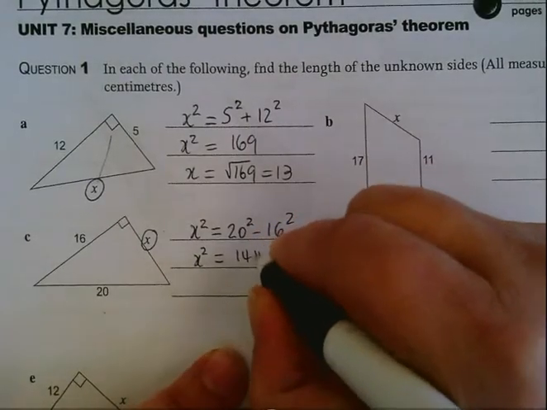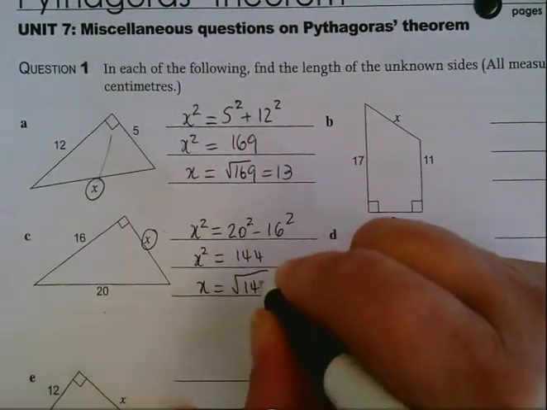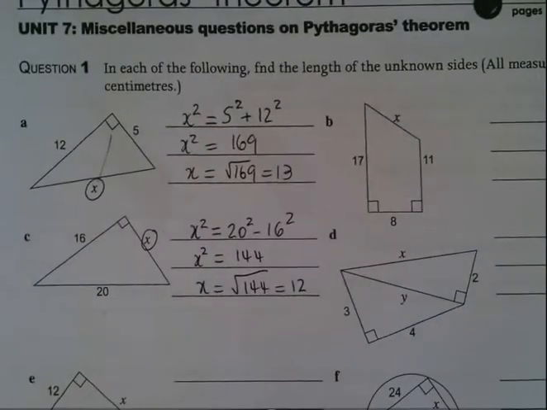144. Okay, and the square root of 144 is? 12. Okay. So girls, that's what we're practicing, mixed ones today.